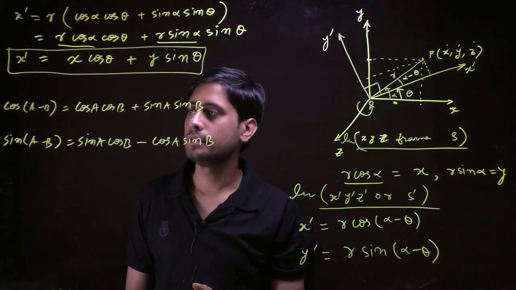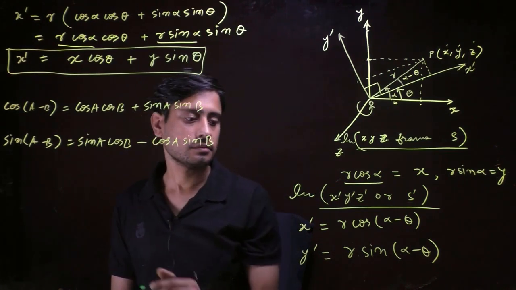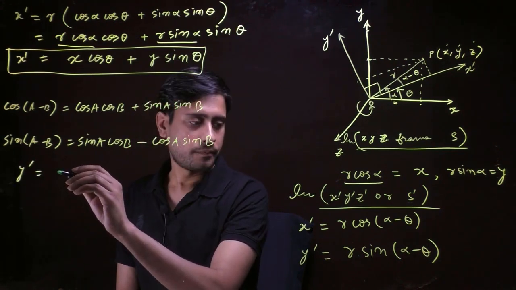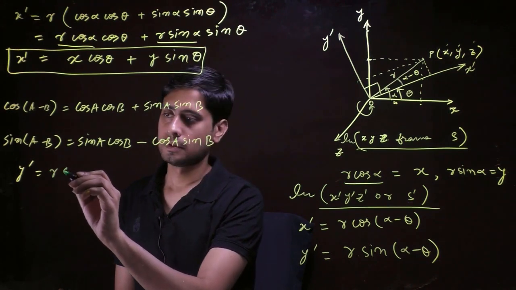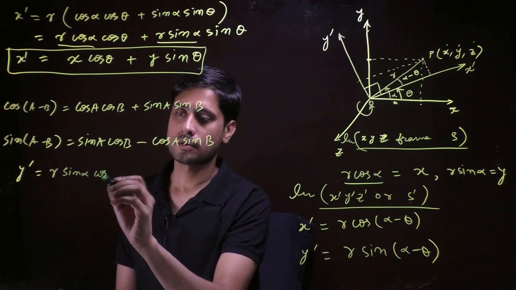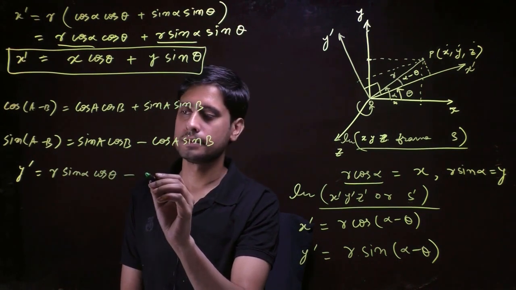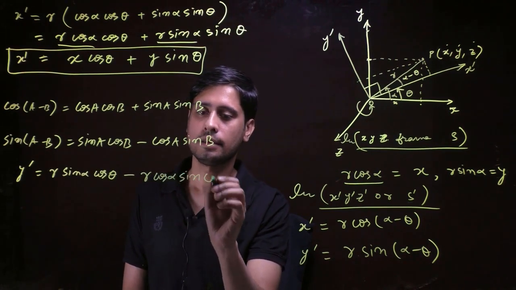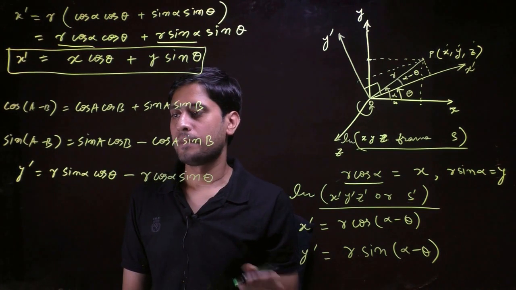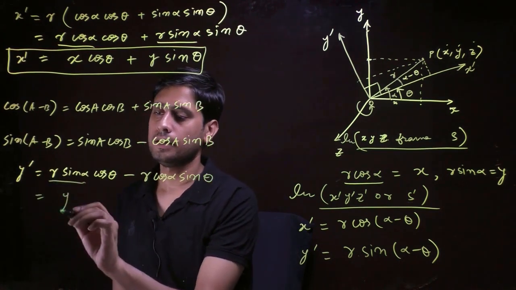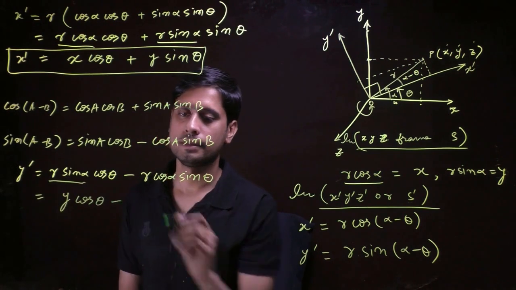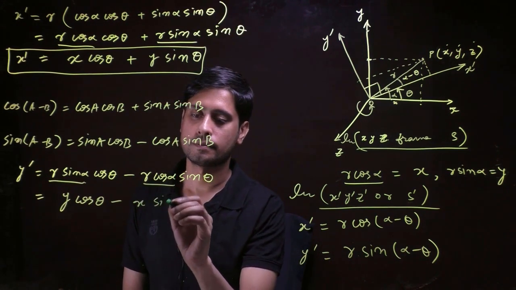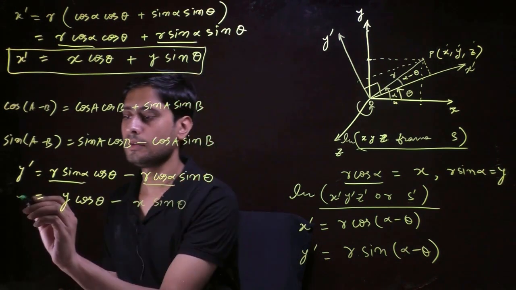Similarly, we can find y prime. So y prime is given by r sin alpha cos theta minus r cos alpha sin theta. Now you put r sin alpha as y, giving y cos theta, minus r cos alpha as your x. So this is your y prime.